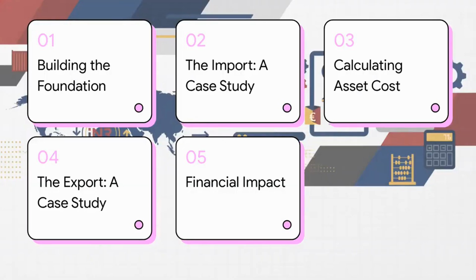So, here's the plan. First, we're going to build the essential foundation in your accounting system. Got to get that right. Then, we'll jump into some real-world examples, an import and an export, to see how this stuff actually works. After that, we'll figure out what the true cost of an imported asset is. Spoiler, it's more than you think. And finally, we'll tie it all together and see how all these moving parts really hit your company's bottom line.